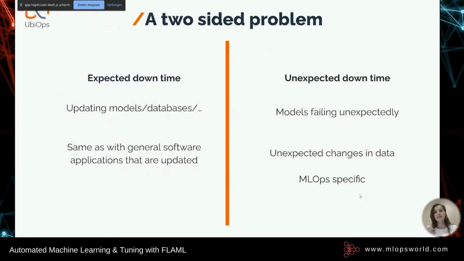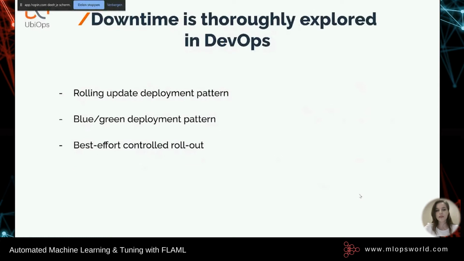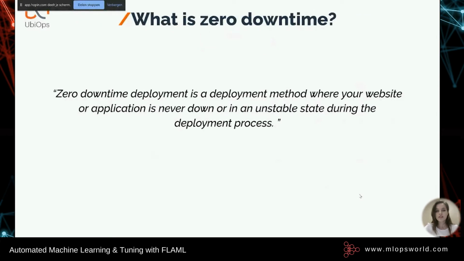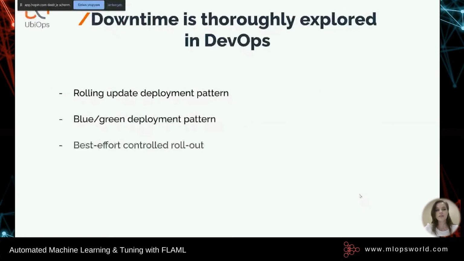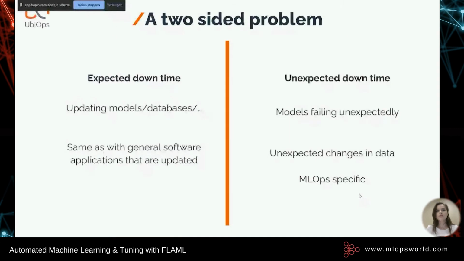But I think when you put it inside an MLOps context, the issue is a bit more two-sided than just downtime during deployment. When we go back to this definition, where an application is never down or unstable during the deployment process, in an MLOps context it becomes a little different, because you all of a sudden have a two-sided problem. You have this expected downtime that you can mitigate, related to deploying. So whenever you're updating your models or databases or whatever, that's the same as with general software applications.